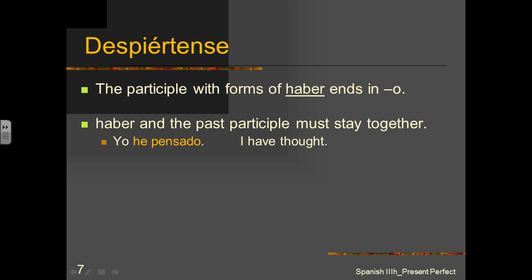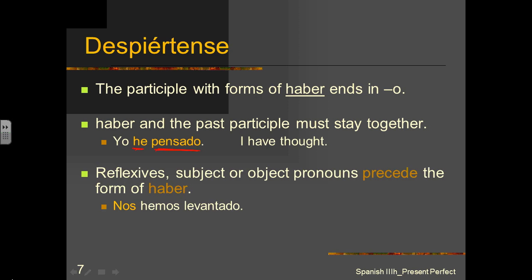Haber and the past participle must stay together. So "ha" and "pensado" cannot be separated. Even if they're separated in English, they cannot be separated in Spanish. It's just like estar comiendo, estoy comiendo. You cannot put anything between that. You cannot separate them.